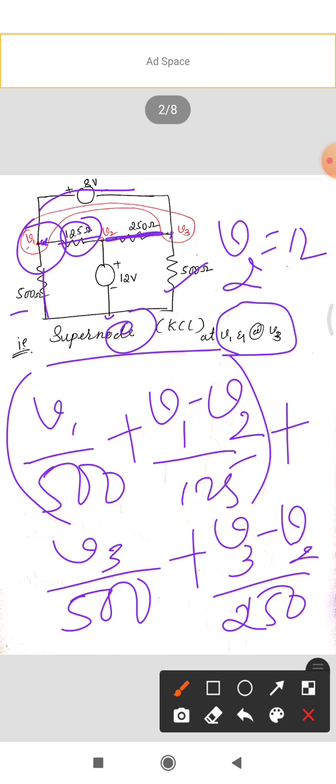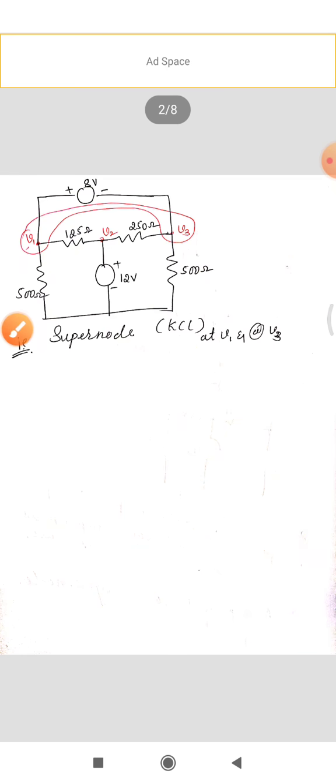Any other current sources? We do not have any other current sources. So these four branch currents sum to 0. This you can call the first equation, and this the second equation. Let's simplify that.